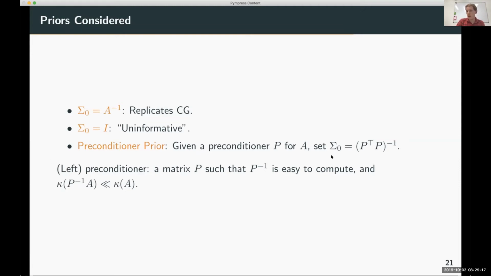Then given the theoretical result that we had a few slides ago, it makes sense to set my prior covariance to be P transpose P inverse, where P is that preconditioner. And in the experiments that follow, I'll be using a generic preconditioner, which is derived from computing an incomplete Cholesky decomposition of the matrix A, which is assumed to be sparse, or which is sparse in the simulation study, with zero fill-in, which is more or less a Cholesky decomposition in which we enforce the sparsity pattern of A on the lower triangular Cholesky factor.